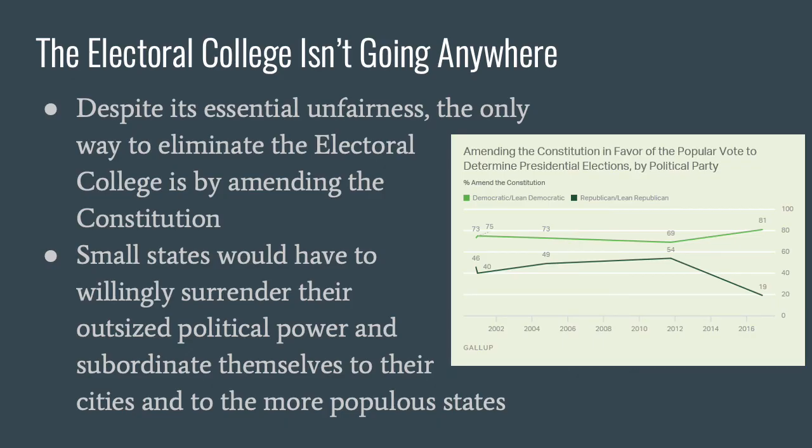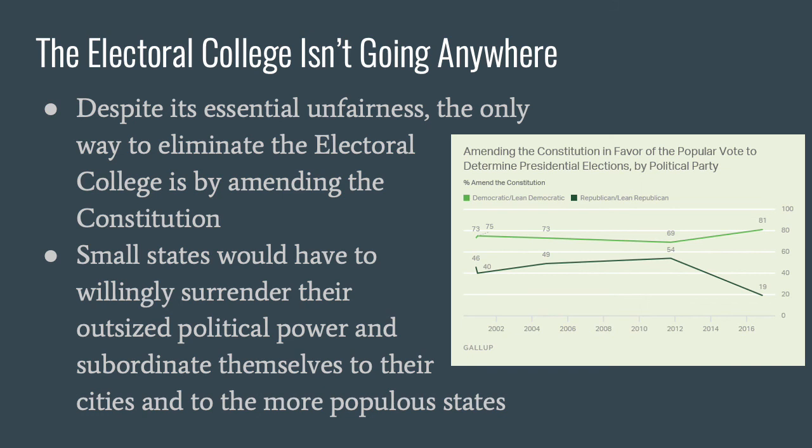Now, a lot of people think that the Electoral College is fundamentally unfair and undemocratic, and I would be one of those people. But the Electoral College isn't going anywhere. The only way to get rid of the Electoral College is to amend the Constitution, and that's a really, really hard thing to do. You would basically have to get some of those smaller states to actually just choose to surrender the political power that they have and to subordinate themselves to the cities and the larger states.